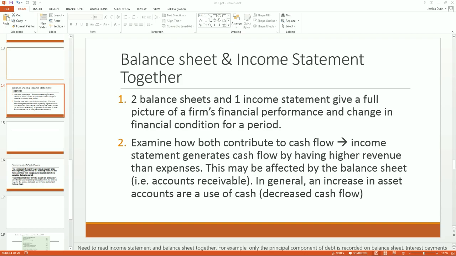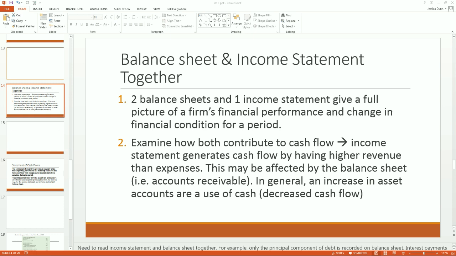The balance sheet and the income statement come together to give a full picture of a firm's financial performance. You need two balance sheets, one from the beginning of the period, one from the end of the period, and the income statement for the time in between. And you can look and see how their financial performance and their financial condition has changed over time. So you need to read them both together.